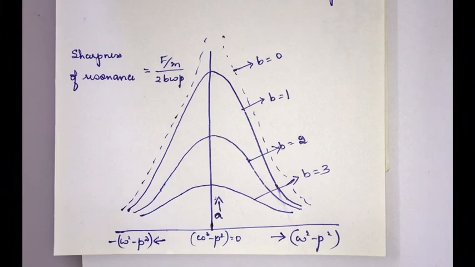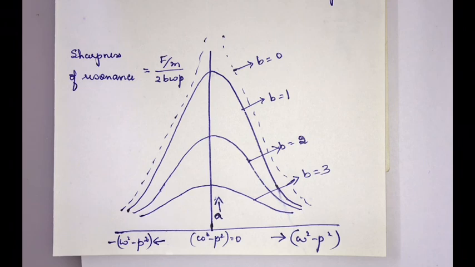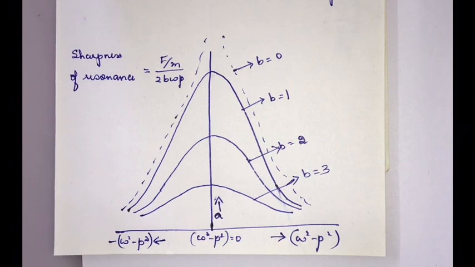So the significance of sharpness of resonance can be discussed as follows: the amplitude of oscillation of an oscillating body or a system rises to maximum when the frequency of the external periodic force matches the resonant frequency of the oscillating system. However, the rise of the amplitude will be very sharp when the damping is very small.